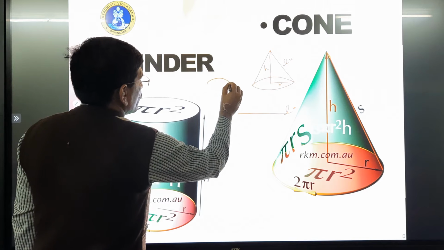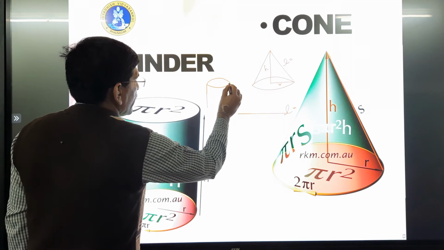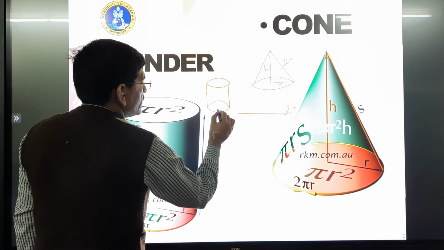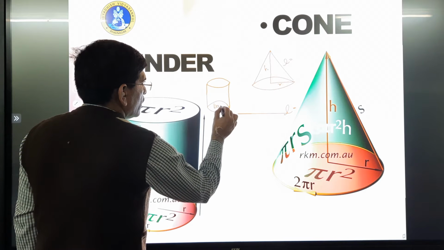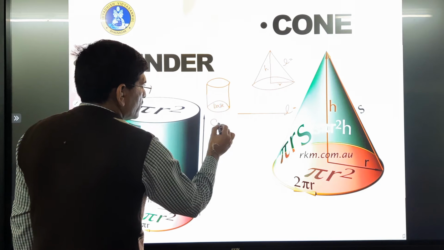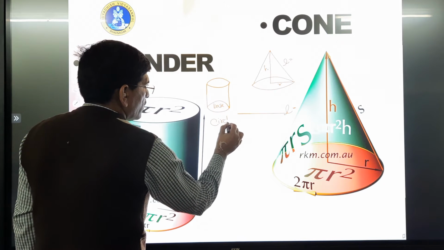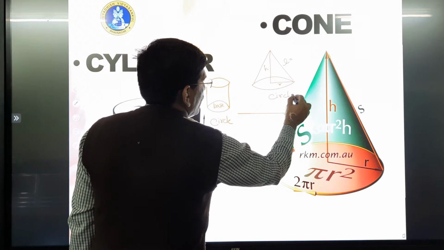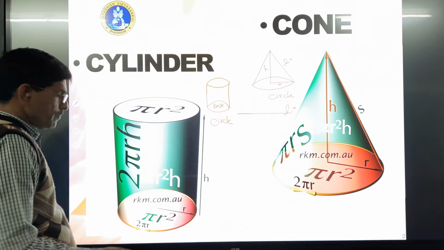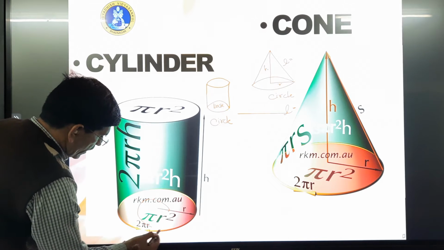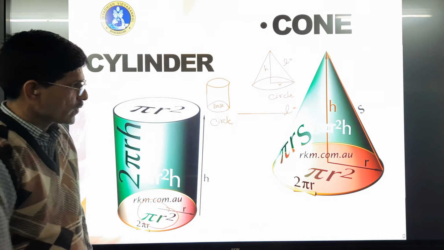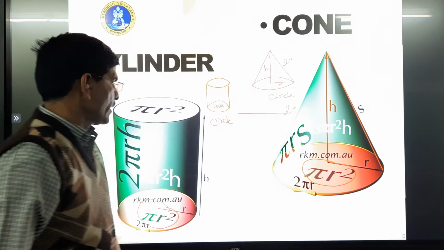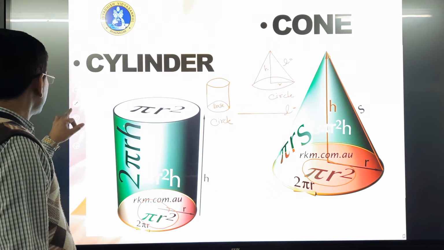So if we draw, in the base here it is a circle. The base is a circle. Again here the base is a circle. So the formula of a circle is pi r square. That is why here pi r square, again here pi r square. Next slide we go for.